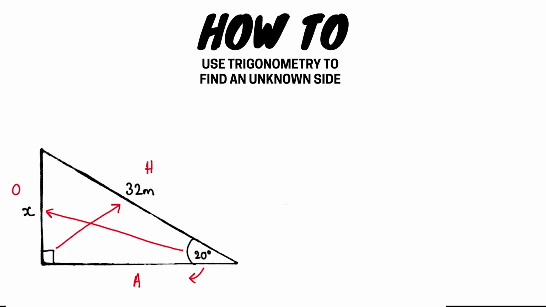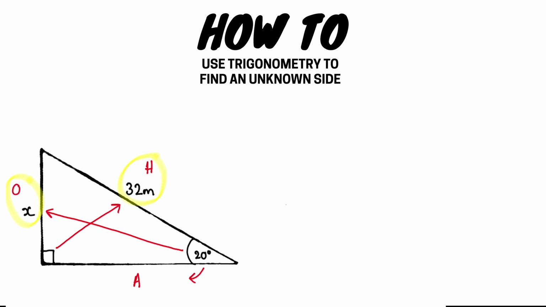I then recommend that you highlight the two sides that have information on them. So in this example, that would be the hypotenuse, which is 32 meters, and the opposite side, as it has the unknown x value which we are trying to calculate. This now helps us to determine which trig ratio we are going to use.